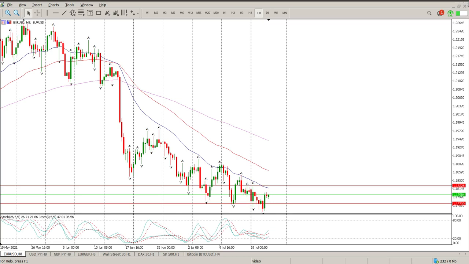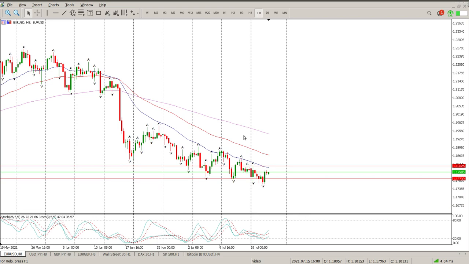So starting off with Euro-USD as normal, and yesterday I did highlight that we're at a fairly strong level of support, and you can see we did actually bounce off that as well. So the trend is still down. Technically, we should still be looking for shorts, and yeah, we'll look at the US dollar, Japanese yen now.